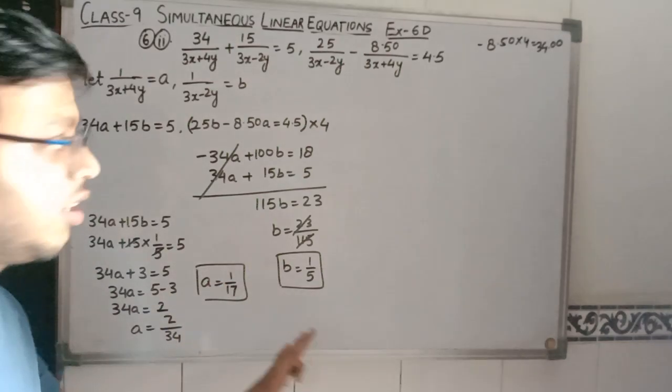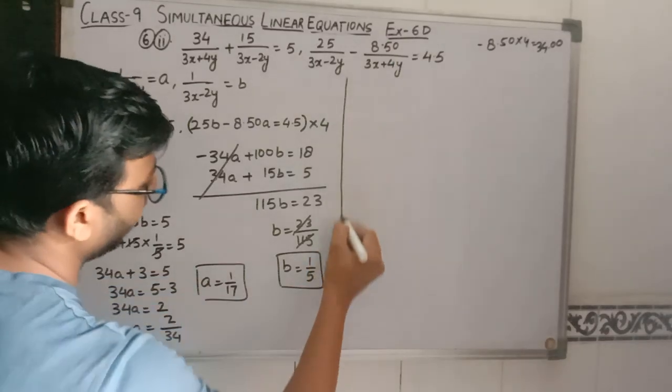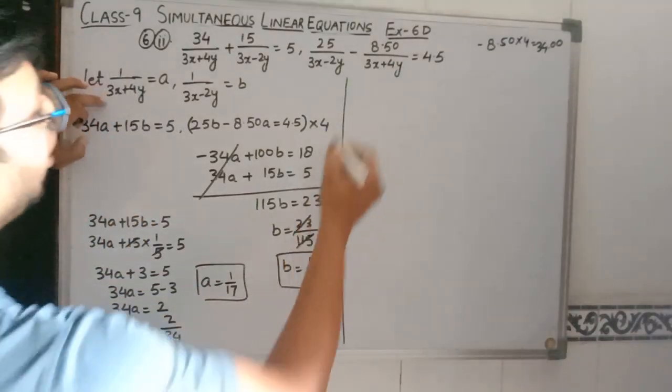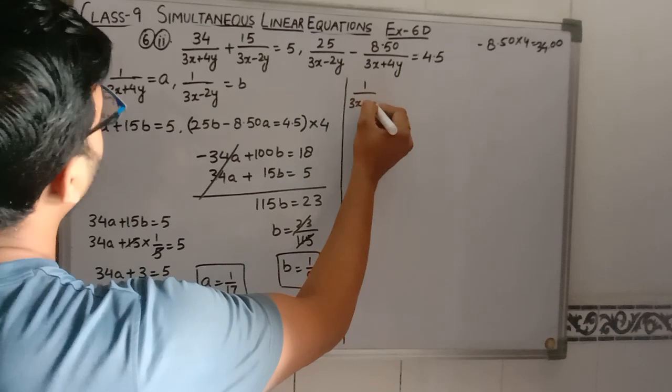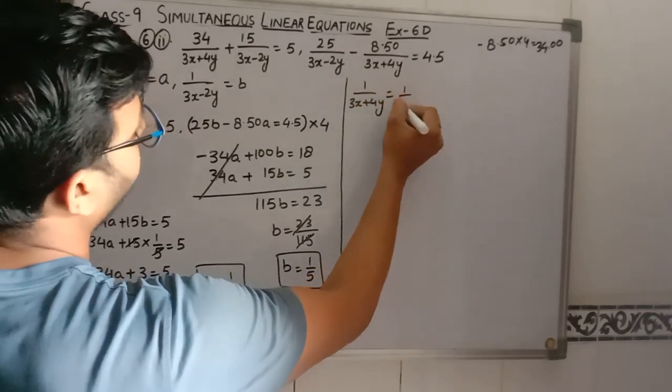The values of a and b have come. Now look carefully, because a and b are not our answers. The value of a: 1 upon 3x plus 4y is equal to 1 upon 17.